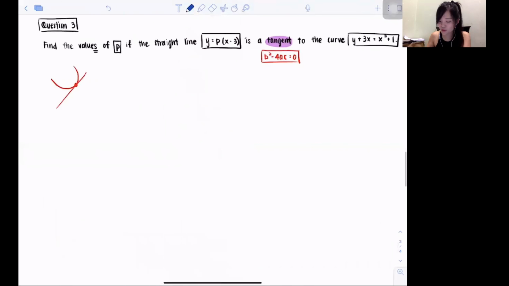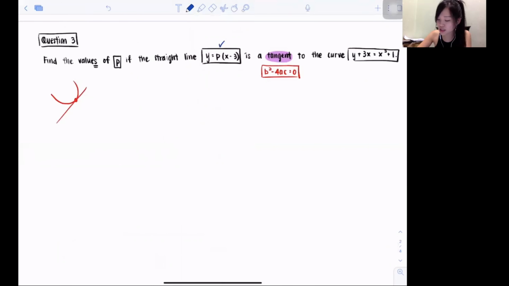But for this one, I have what? I have 2 equations. Here got 1, here got 1. Can anyone tell me which equation should I use to sub inside? The left side one or the right side one? Left or right? Okay, not too sure whether you answer correctly or not, because most of my students will answer correctly. You don't tell me you choose. You know why you couldn't choose?